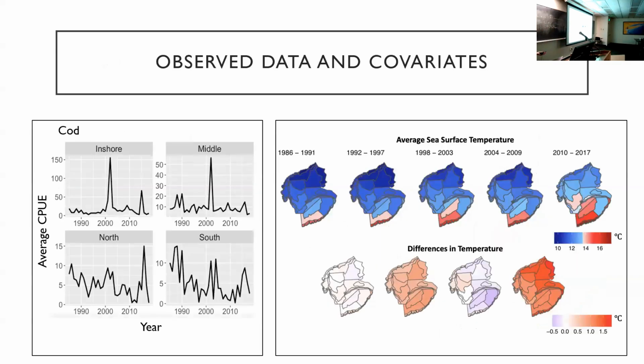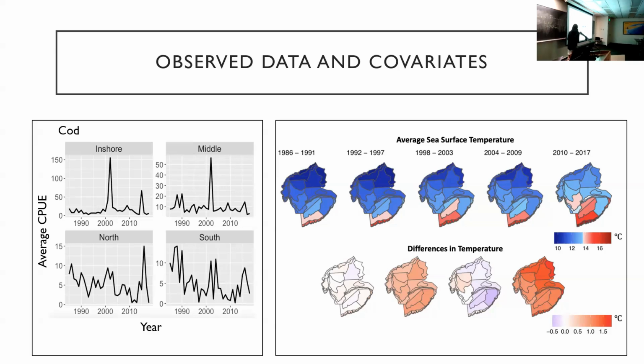Okay, so let's look at the data and some of the covariates that we have. This is looking at Atlantic cod, for example, which was one of the species that was available. These are time series in those 4 regions that we made. This is the observed data, so interior, middle, north, and south. And this is the average catch per unit effort across all of those 28 strata.